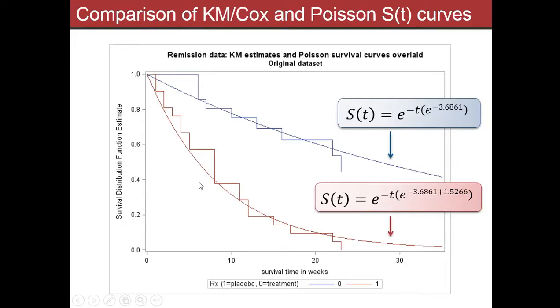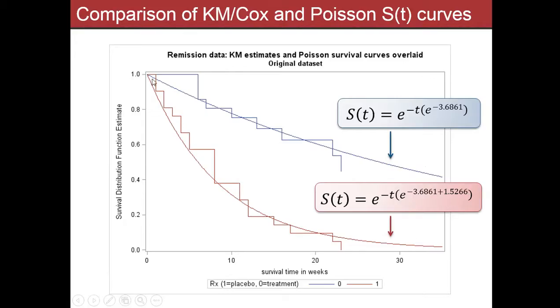This exponential thing is the Poisson regression predicted survival function. And here is the other one for the treated group. They're doing better. Okay, so at time point 30, if you extrapolate out, you still have about half of the cohort surviving.